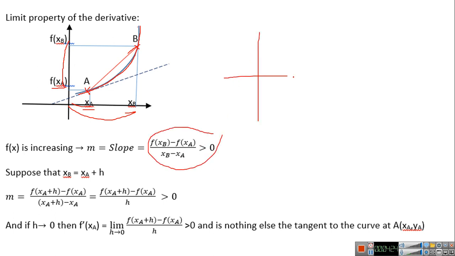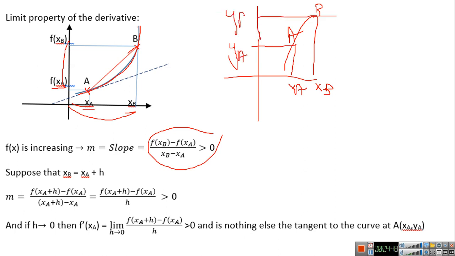Any time you have an increasing function, if you take 2 points A and B, you can see that x of B minus x of A is positive. And also because it's increasing, y of B is bigger than y of A. So if you do the ratio yb minus ya over xb minus xa, it's positive. This is what's called the slope between the 2 points. You know from before, yb minus ya over xb minus xa is nothing else than the slope of the line AB.